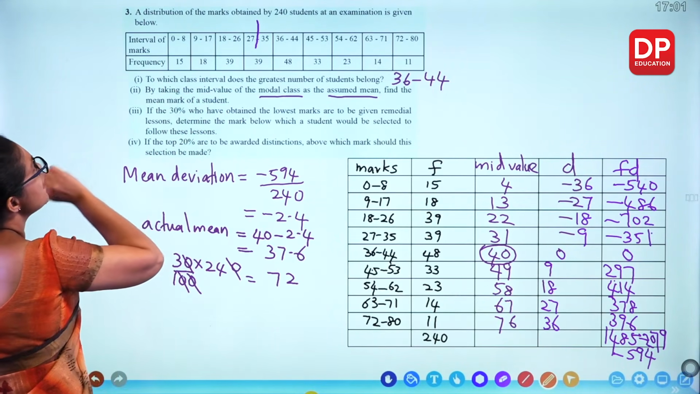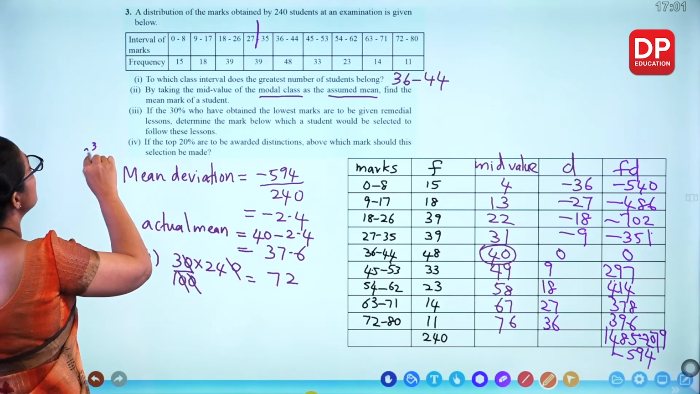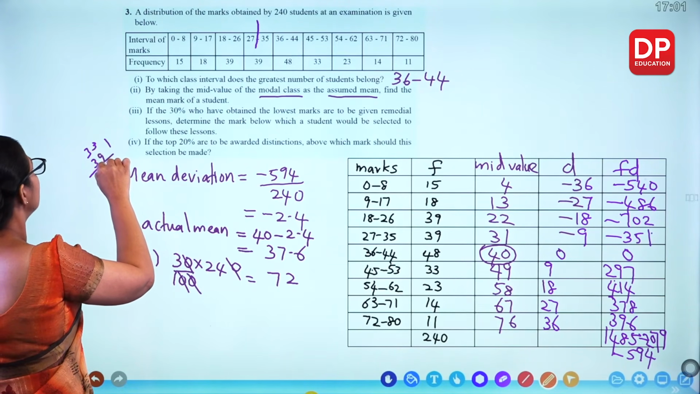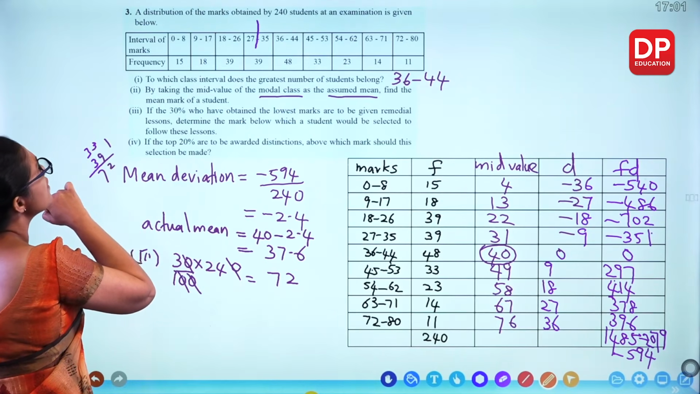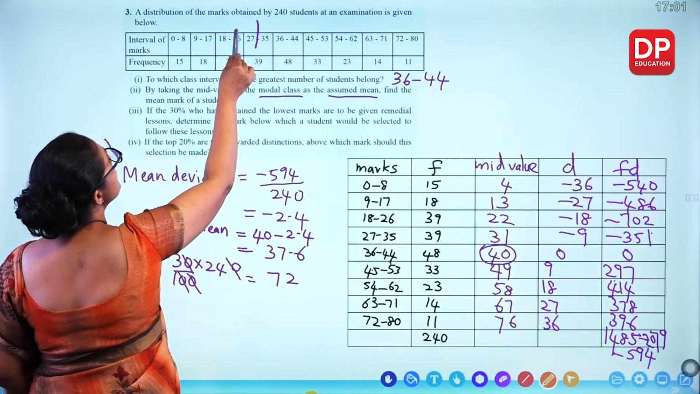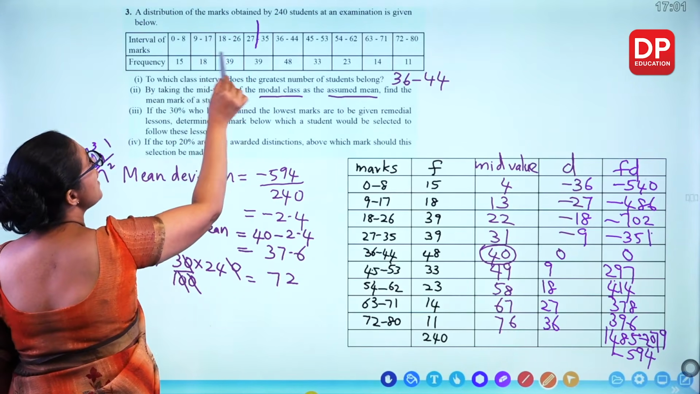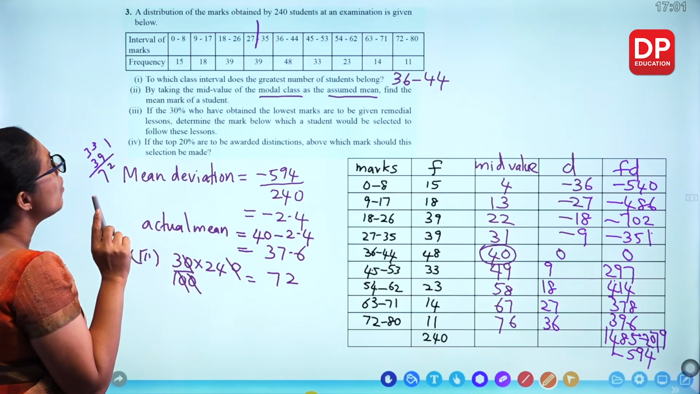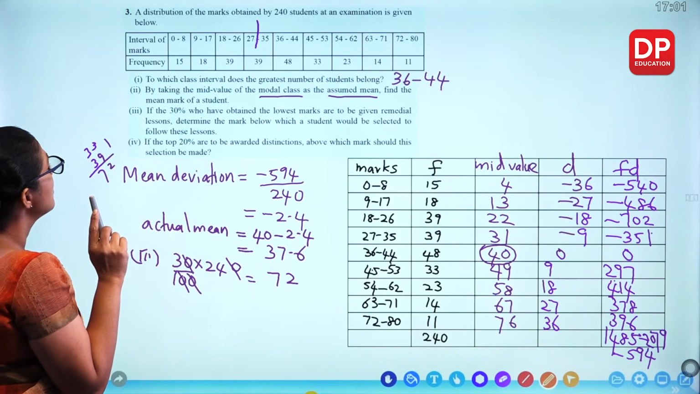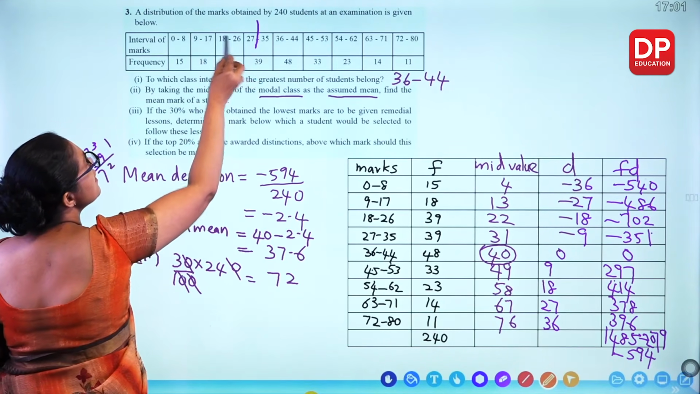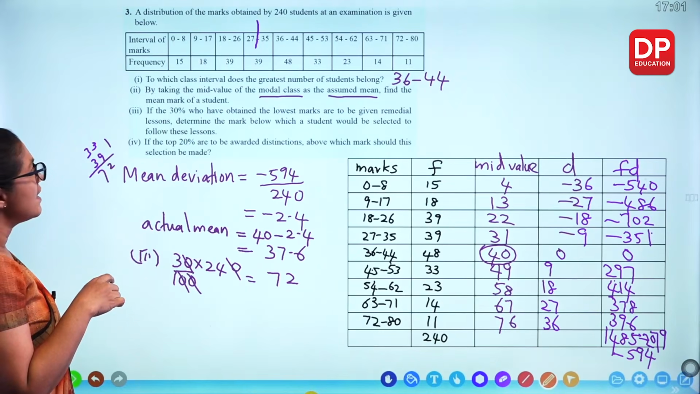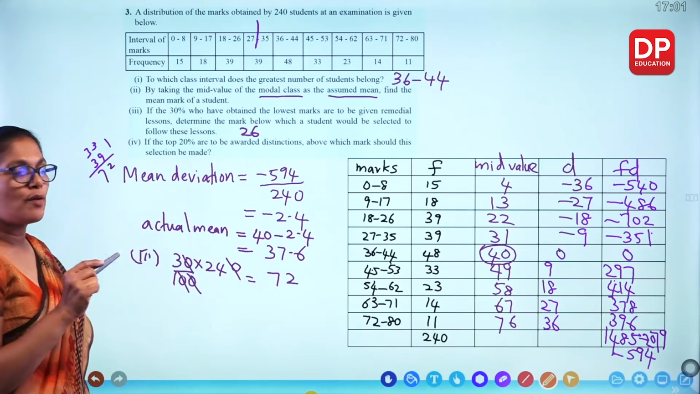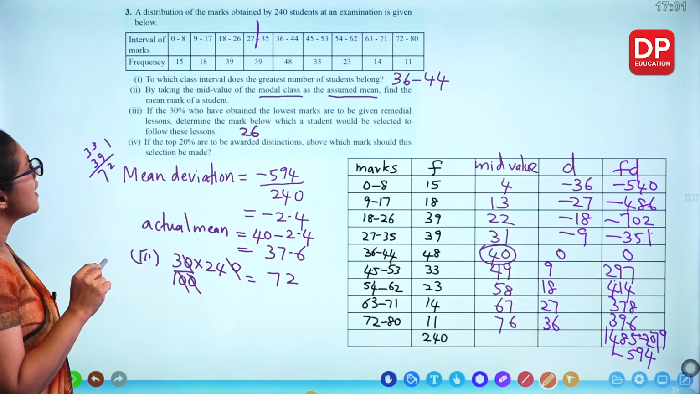So we have to see where you get 72 students. 15 plus 18, 33. 33 plus 39, 72. Now up to this point you get 72 students. So that means what's the mark below 27? So below 27 means 26 or less than that. So 26 is the lowest mark a student can take.